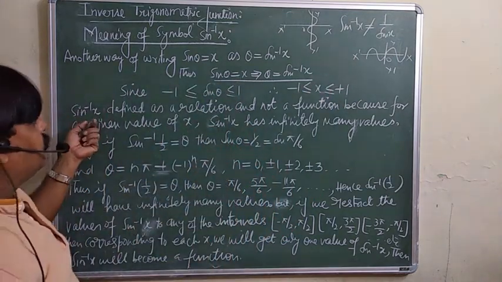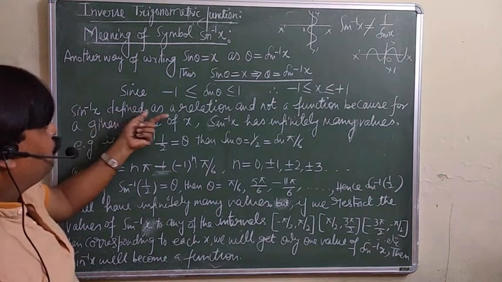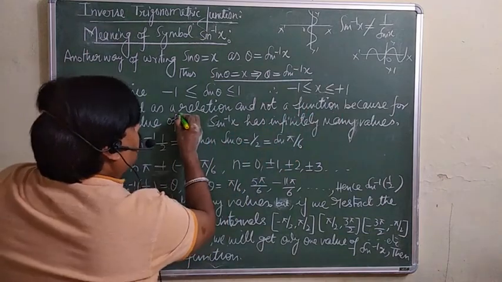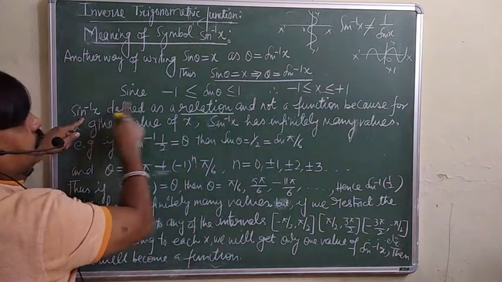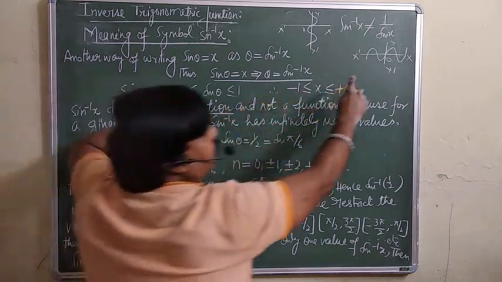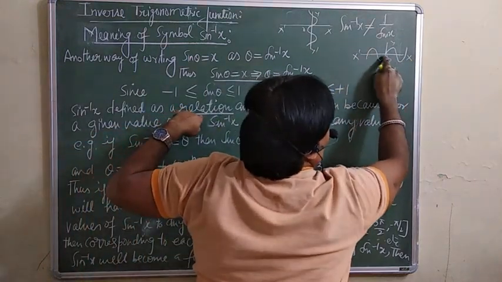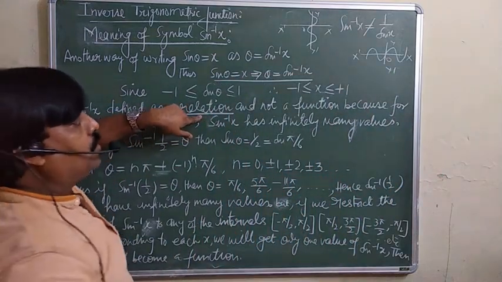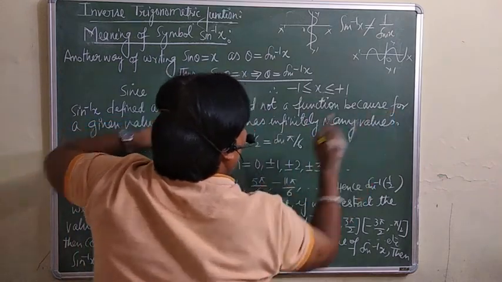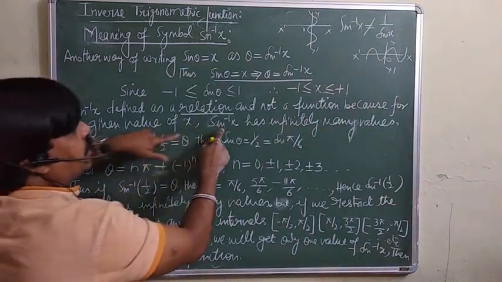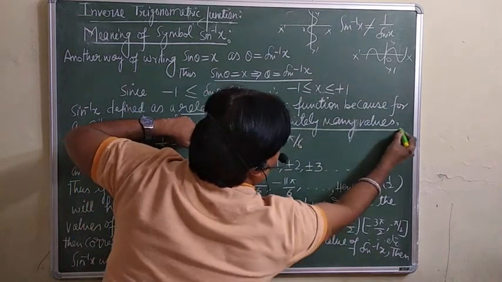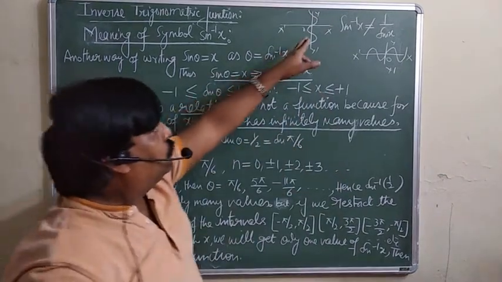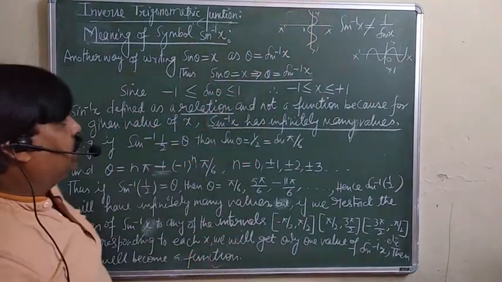So the important point which we want to discuss: sine inverse x is defined as a relation and not a function. This is already discussed, because if it is not one-one and onto, you cannot take the inverse of the function. So it's not a function, because for a given value of x, sine inverse x has infinitely many values. Here you draw the graph: many values are coming for the same value. For 0, then pi by 2, then pi, likewise you are getting.